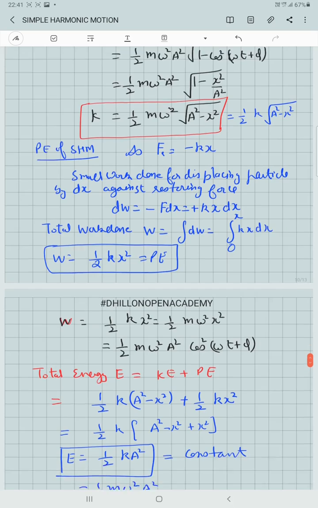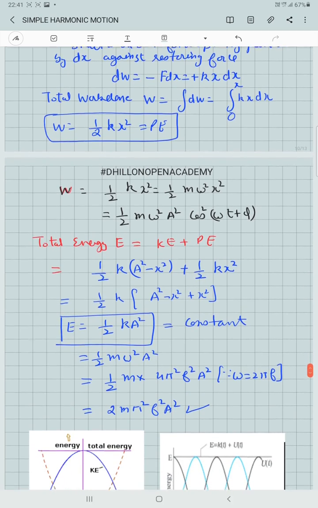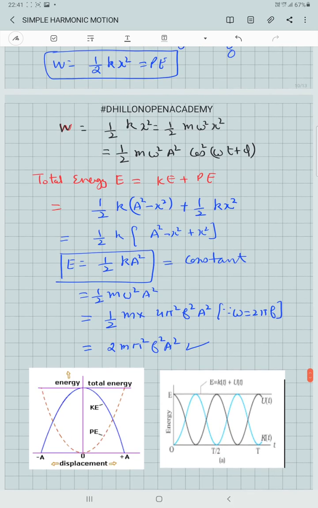Using the equation of x, this potential energy can also be written as half mω²A² cos²(ωt + φ). Then the total energy of the particle will be kinetic energy plus potential energy, which is half k(A² minus x²) plus half kx², which will be E equal to half kA². So we see that the total energy of the particle always remains constant, independent of the position of the body within its two extreme positions.